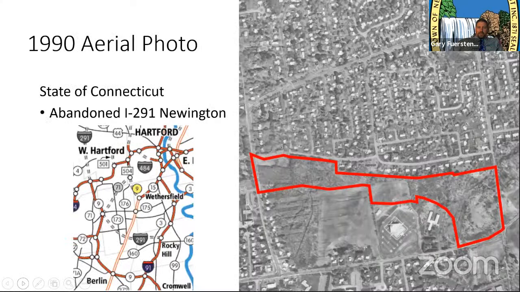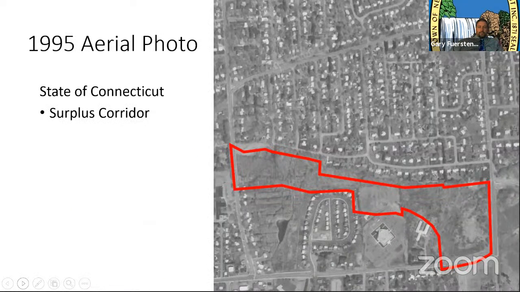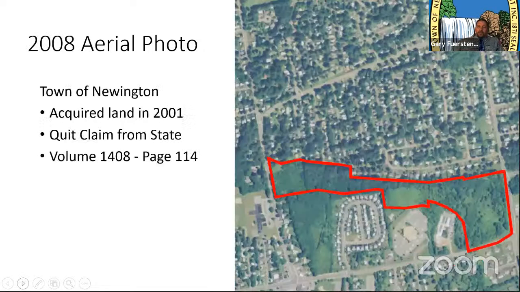Aerial photograph, 1990. Again, the state of Connecticut continues to own the parcel, but at this point, the state has abandoned the I-291 corridor, and they're not going to build the expressway. That's what the dash lines show here. These are abandoned expressways at that point. Next slide. So essentially, by 1995, this whole corridor has become surplus property owned by the state of Connecticut. And next slide. They are looking to either sell or give these parcels to the town.